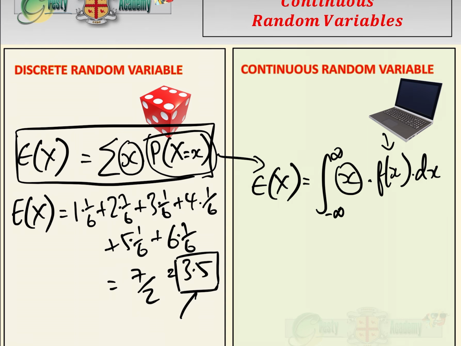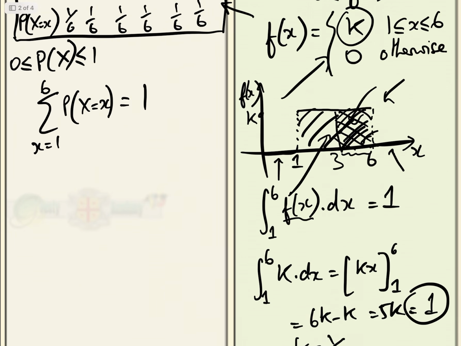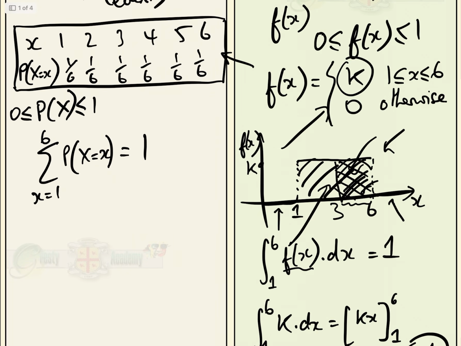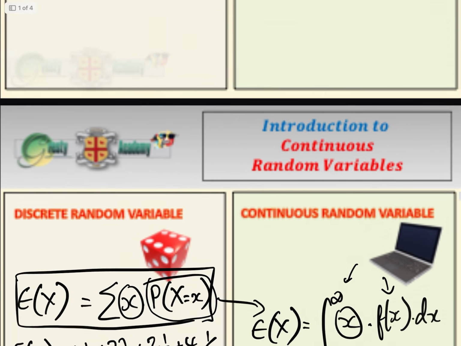So it's almost the same, except we're using f of x instead of the probability x equals x, and we're using integration instead of summation. So in our e-dice, of course, we don't need to integrate between infinity and minus infinity, because we have already defined, where did we define it here? Outside of 1 and 6, we know that it's 0, so we know the integral will be 0 anyway.